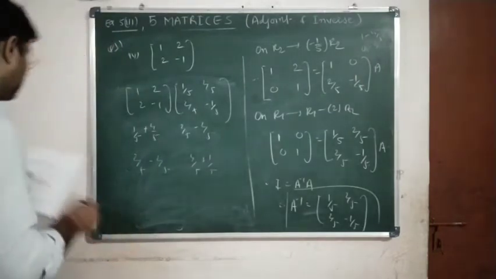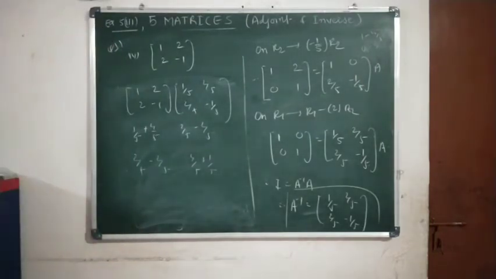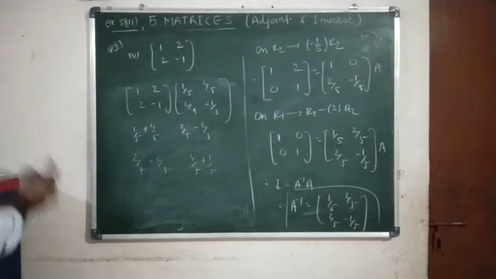The answer will be 1 by 5, 2 by 5, 2 by 5, minus 1 by 5. Yes. Okay, so we have done. Now let us solve question number 2.